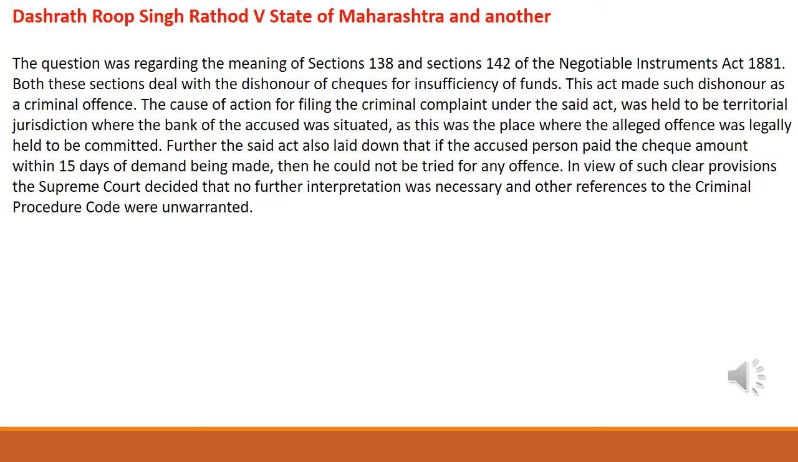The court gave a clear provision that according to the Negotiable Instruments Act 1881, section 138, however many people you are against, you have to give notice to each and every individual. Otherwise, the person who didn't receive the notice will be out of section 138 of the Negotiable Instruments Act. This was a clear provision, and the Supreme Court decided that no further interpretation was necessary, and other references to the Criminal Procedure Code were unwarranted.